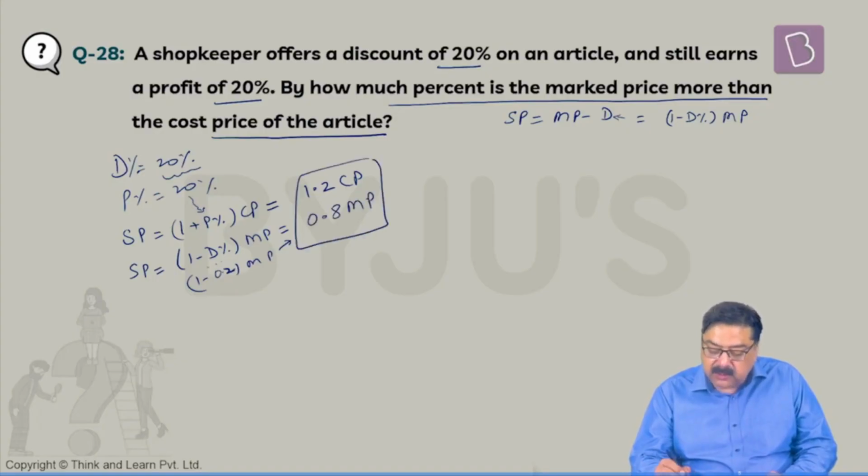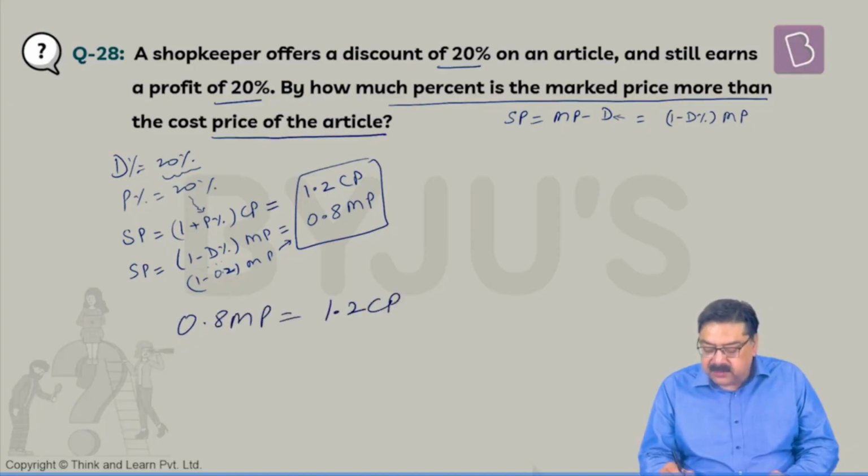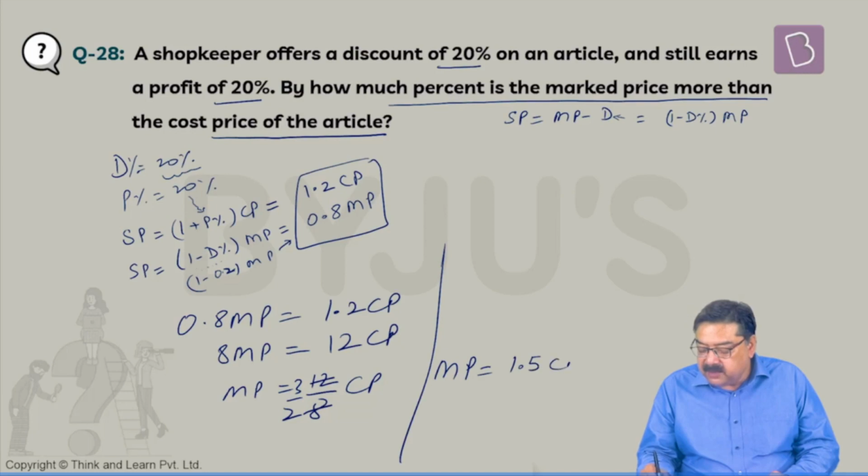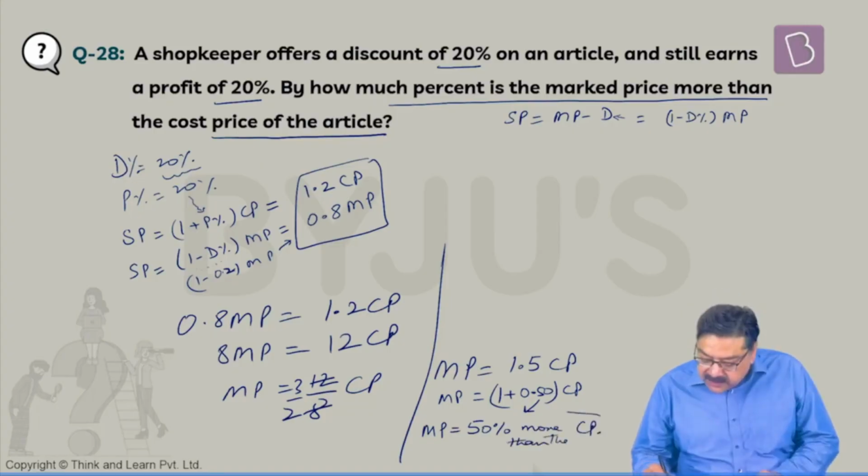Now these two you compare. So 0.8 times marked price is equal to 1.2 times CP, or 8 times marked price is equal to 12 times CP, or marked price equals 12 by 8 CP, that is 3 by 2. So we can say marked price is 1.5 times cost price. So how much more than 1? 1 plus 0.50 times CP. So marked price here is 50% more than the cost price. So this becomes your answer.